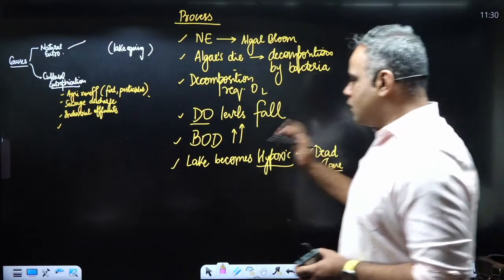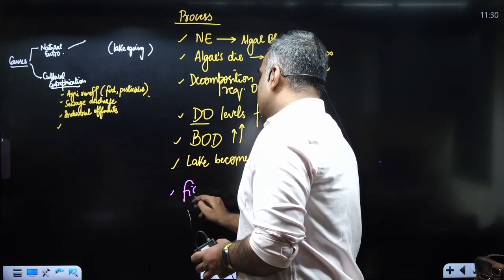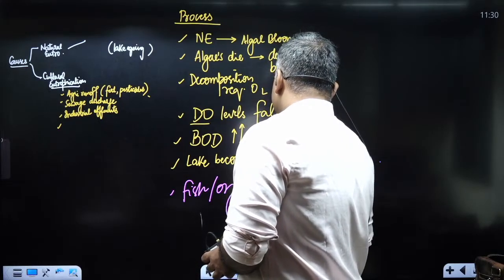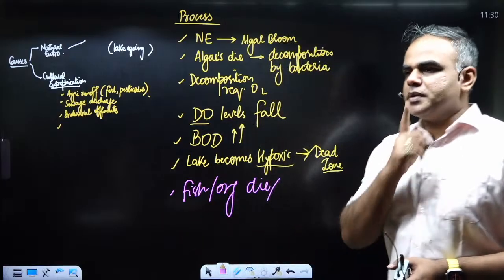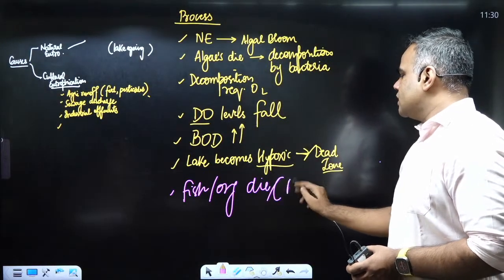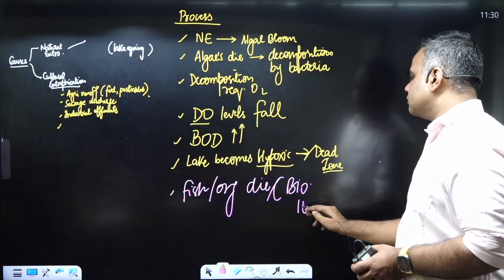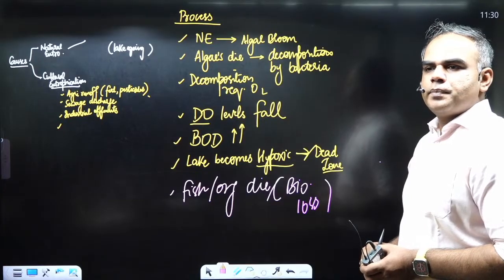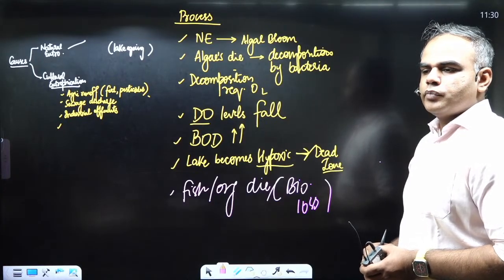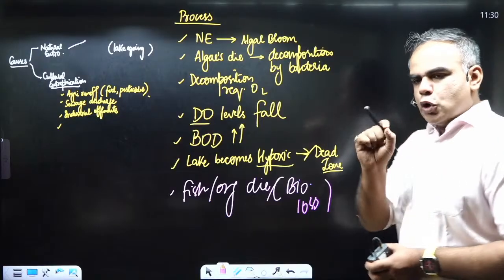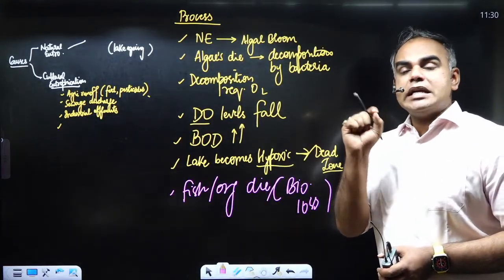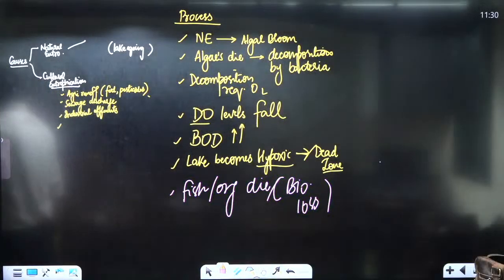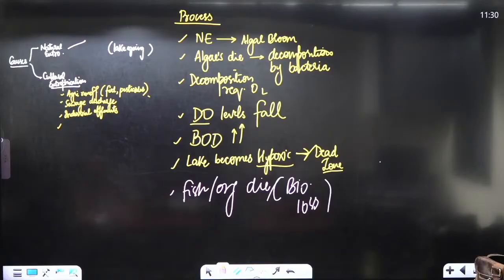And of course because of this क्या होगा? Fish या फिर organisms या species they die. Basically loss of biodiversity will happen. You will write biodiversity loss. Right? And margins पे लिखो globally the dead zones are increasing in the recent times. It is not an India phenomena, it is a global phenomena. Dead zones increase कर रहे हैं.